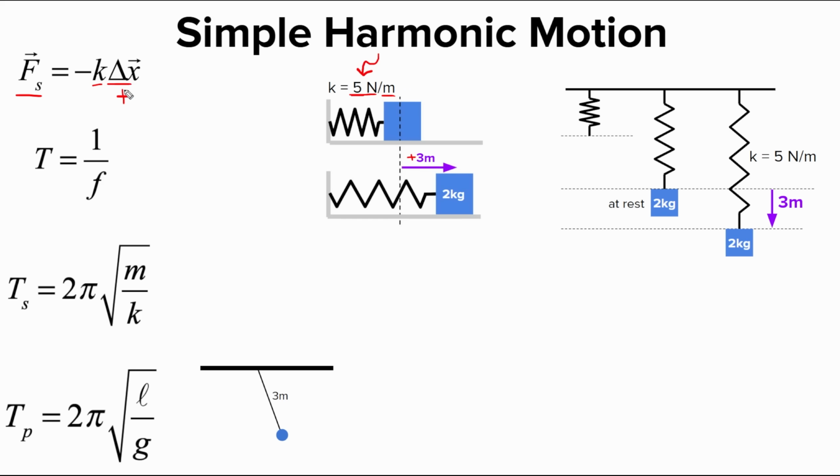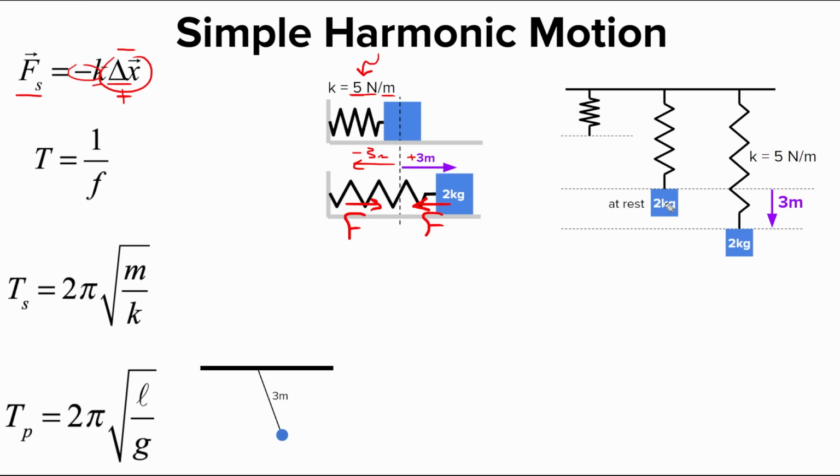If I stretch it out with positive displacement, my force is going to be left. It's trying to bring me back to my natural length of the spring. So my force is negative. That's why this negative is here. It's negative of the direction you stretch the spring. And if I compress the spring with a negative displacement, well then negative times that negative displacement will give me a positive force because, again, the spring's trying to bring me back to its natural length.